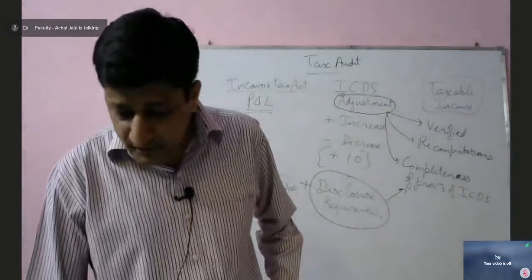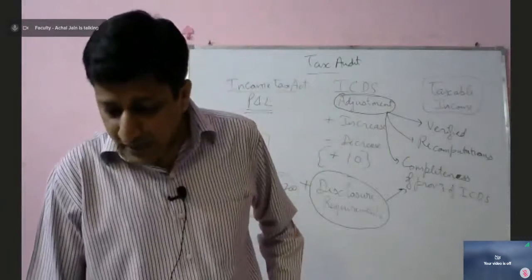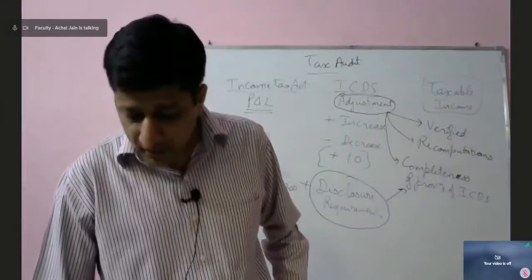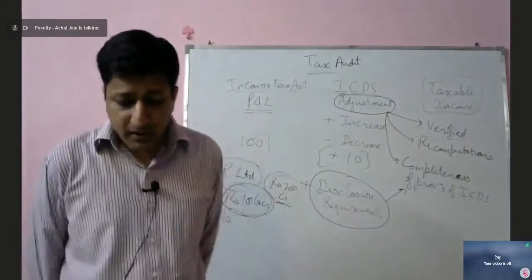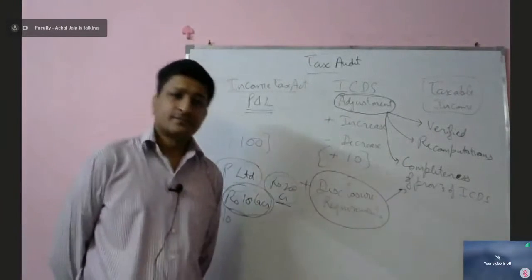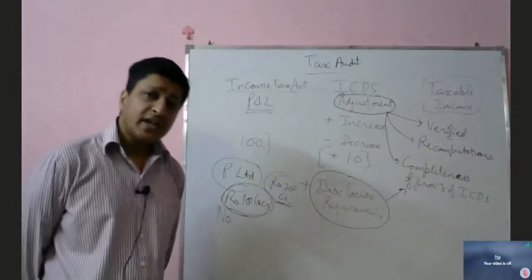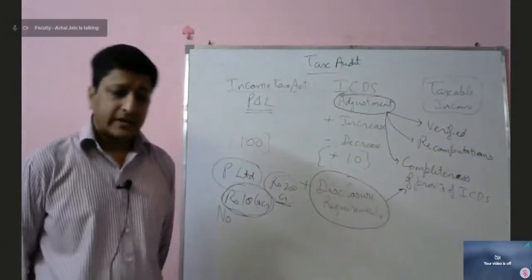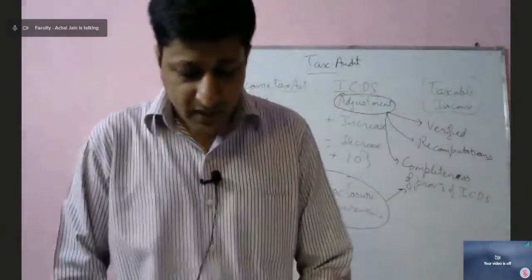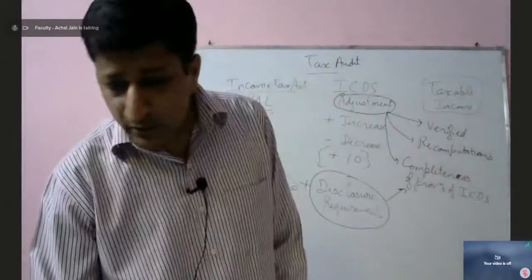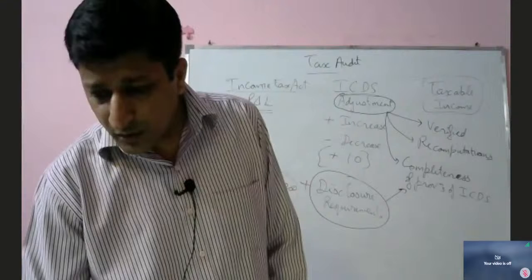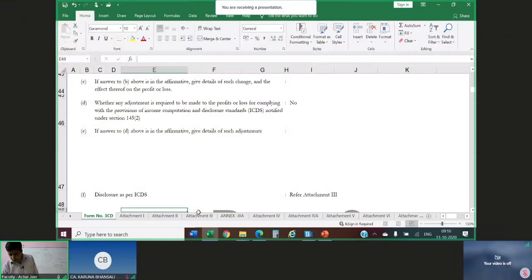It says whether any adjustment is required to be made and the disclosure standard required to be made. And in clause number 13F, it says disclosure as per ICDS. For each and every ICDS, give the relevant disclosures. So I can show you the disclosures, some of the disclosures which may come over here, and then we'll get on to the situation around non-reporting of disclosures also. So we have one attachment.